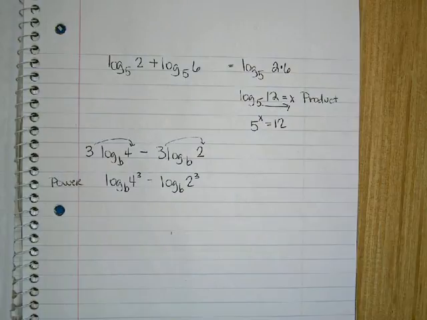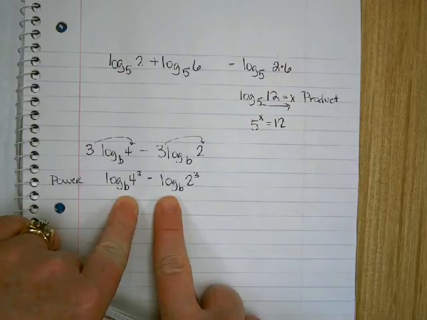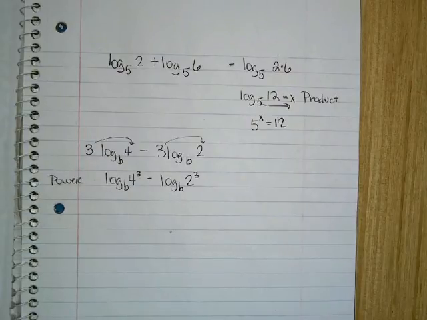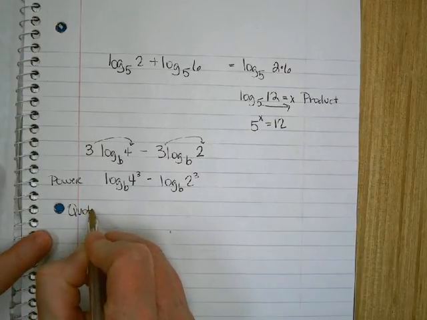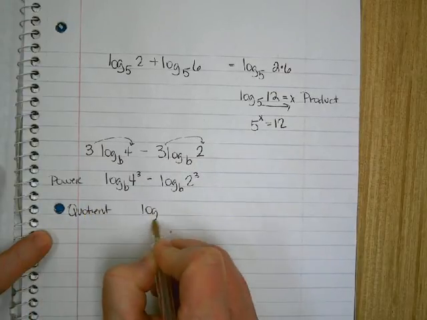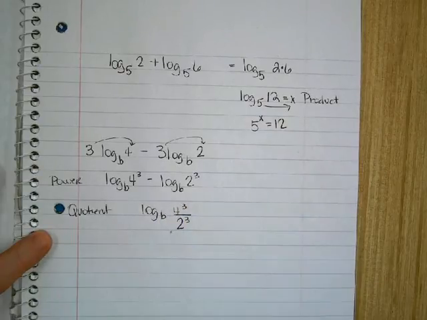You do it one step at a time. You can't put them all together in one big step. You've got to go step by step. Now, what do I do when I have subtraction? What does it translate into? Division. So that's going to use the quotient rule. Log base b of 4 to the third over 2 to the third.